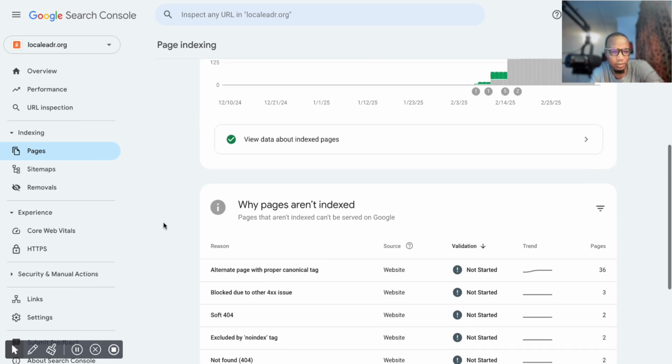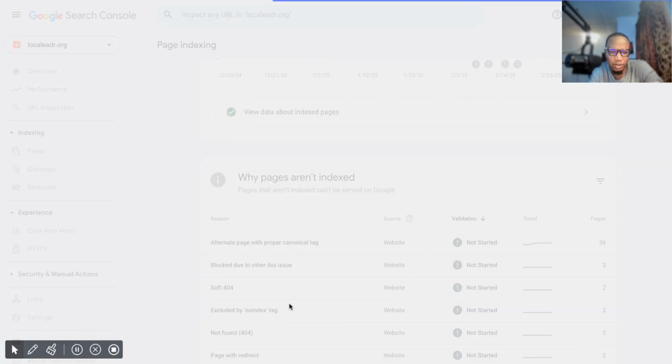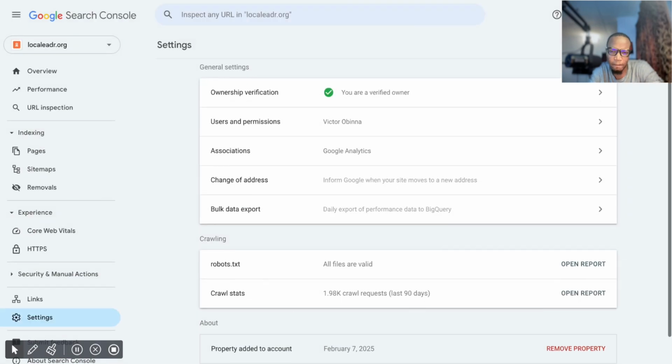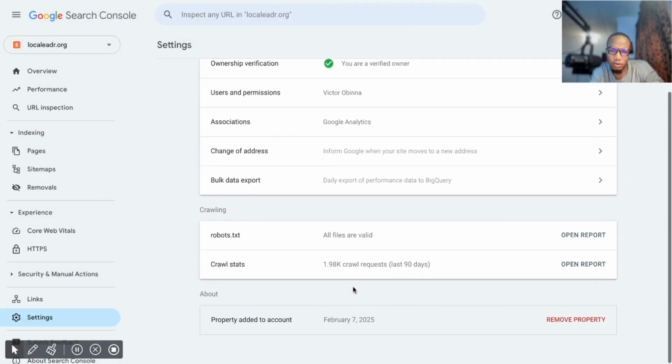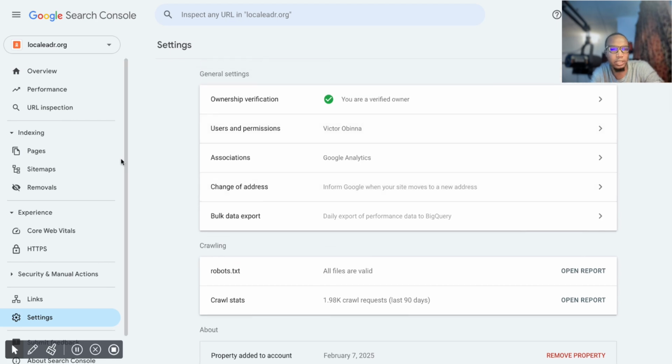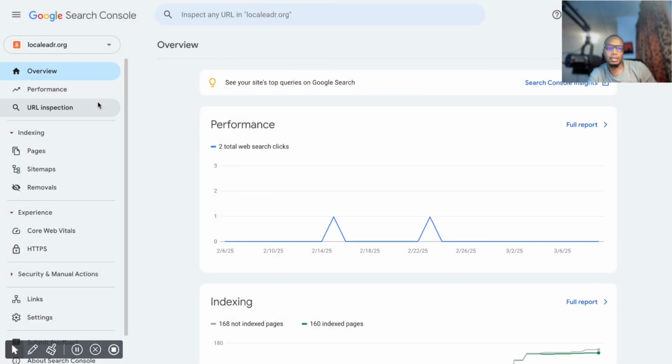I can't really remember. Let me see if I can see my robots.txt. I think I blocked some kind of crawler. I just wanted only Google crawlers to be able to crawl my website. And pretty much that is that.